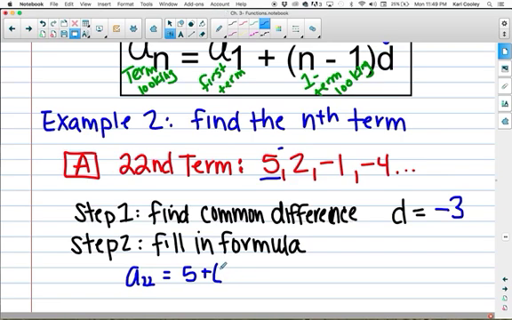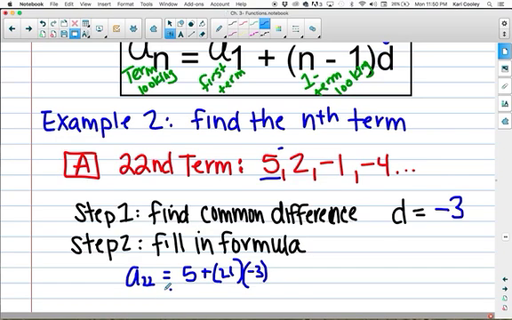So here I would have the number 21 because I'm looking for the 22nd term. So 1 before it is 21. And then that's getting multiplied by d. So I'm going to actually wrap this in parentheses because I don't want you to think that I'm subtracting 3 from it. I'm multiplying a -3 to it.